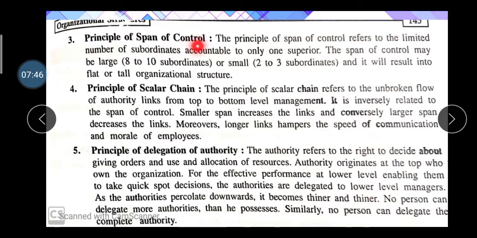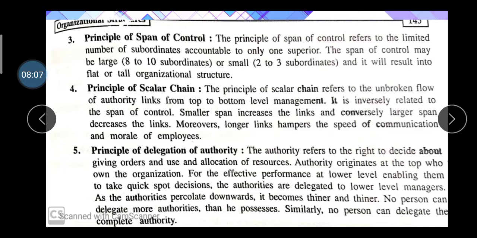Third one, principle of span of control. The principle of span of control refers to the limited number of subordinates accountable to only one superior. So the span of control may be large, from 8 to 10 subordinates, or small, 2 to 3 subordinates, and will result in the flat and tall organizational structure.